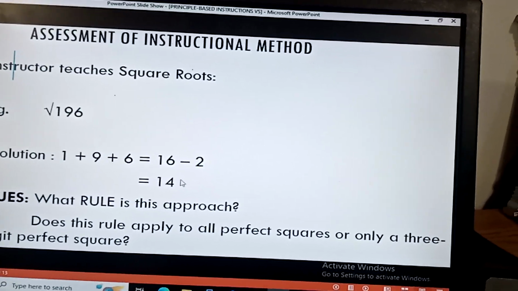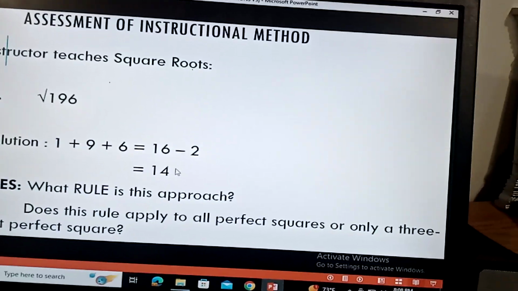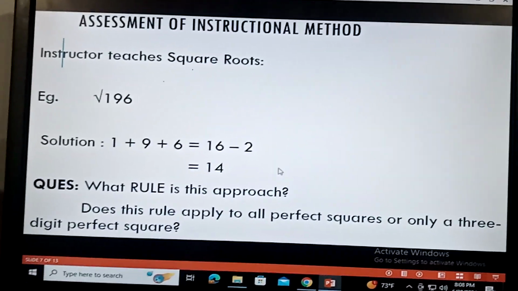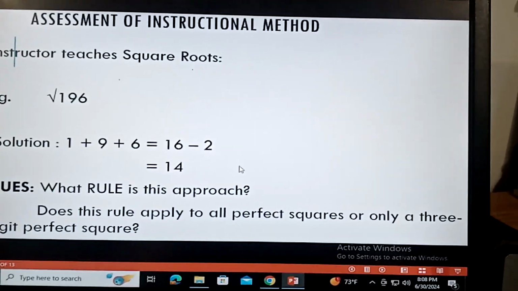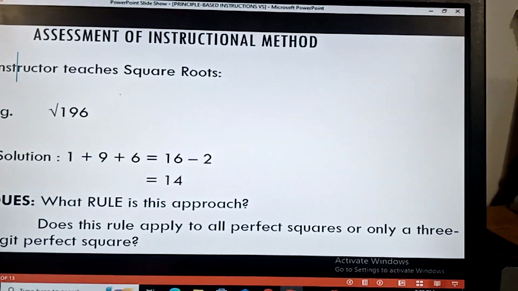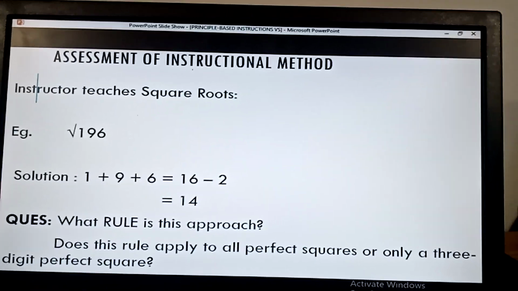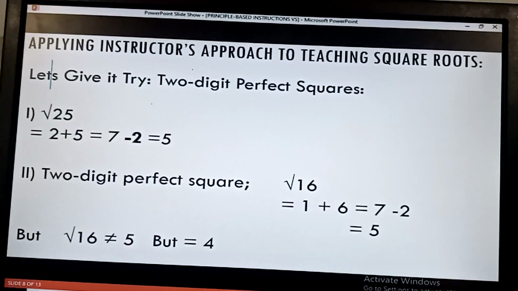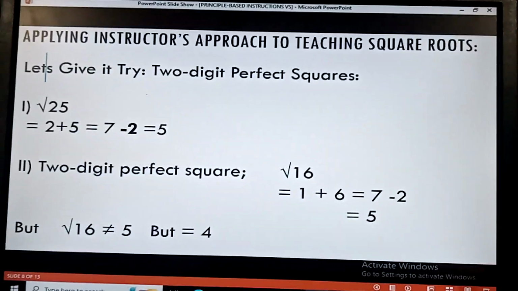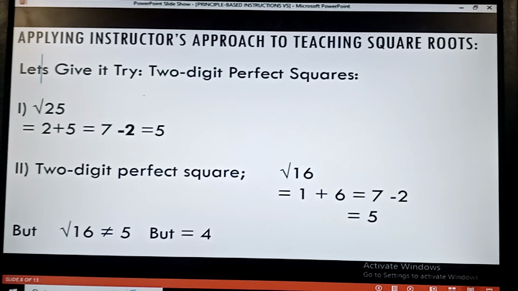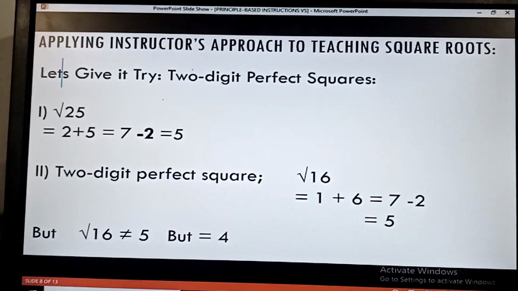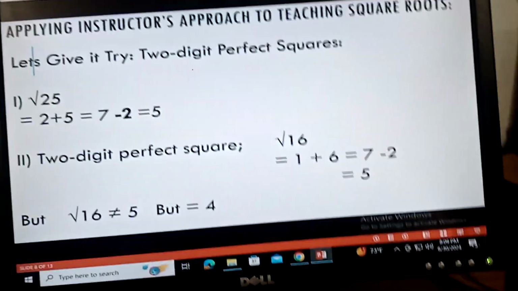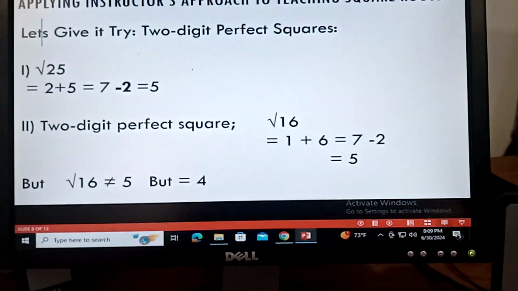is, what rule is this approach? What is the principle that the child can remember to be able to answer future questions? Does this rule apply to all perfect squares or only a 3-digit perfect square? Let's continue. Now, let's apply his method and look at some examples here. Okay, a 2-digit perfect square.